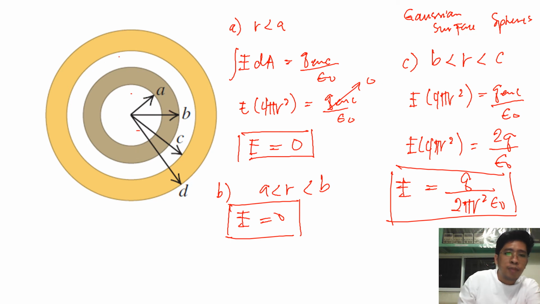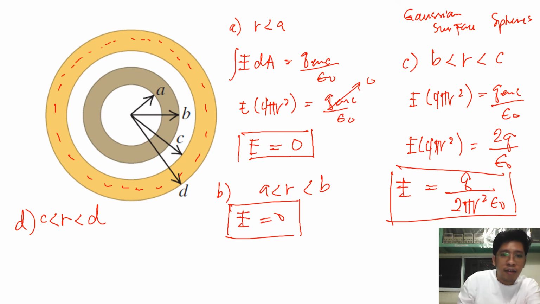So for the next problem, you're asked for the electric field. Letter D. The electric field when c is less than r is less than d, meaning your Gaussian surface is here, inside your conductor. Since we are again inside of the conductor, your E here is automatically 0.